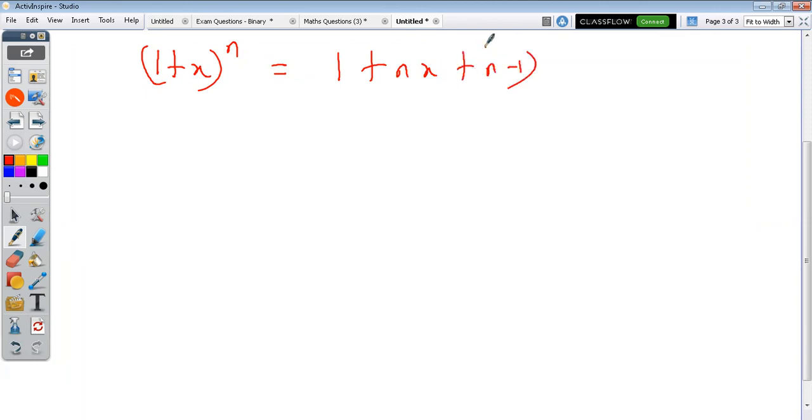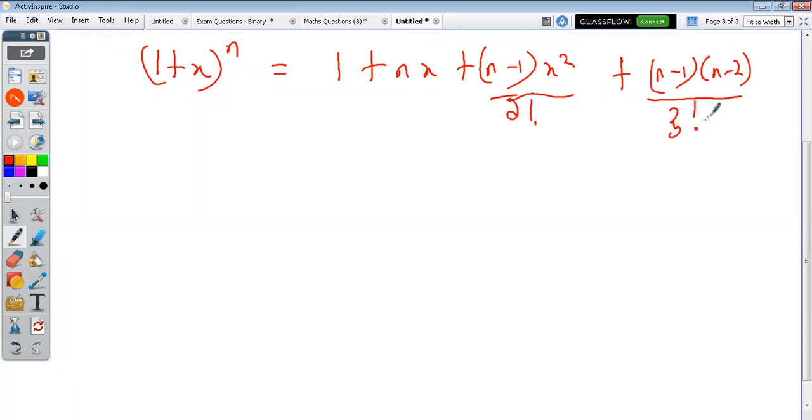Plus n times n minus 1 times x squared all over 2 factorial plus n multiplied by n minus 1 multiplied by n minus 2, something like that, over 3 factorial multiplied by x cubed. Then it continues like that. Is that correct? Is that the formula that I'm talking about in your booklet? Do you agree that the formula is there in your booklet?